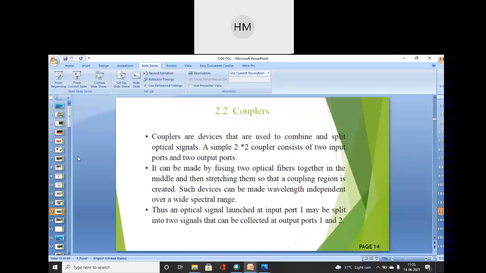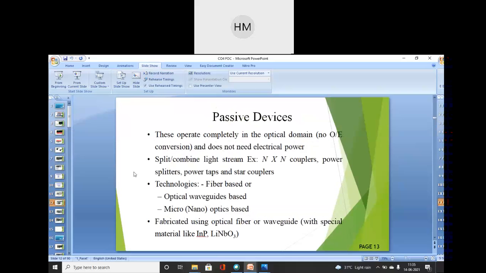See students, before this we will start with couplers. Write down the heading of couplers. What are couplers? They are passive devices. You have seen in communication systems or in your basic analog devices theory subjects, passive components, active components. In your integrated circuits also, you have active filters, passive filters. So passive devices are there in optical fiber communication also.